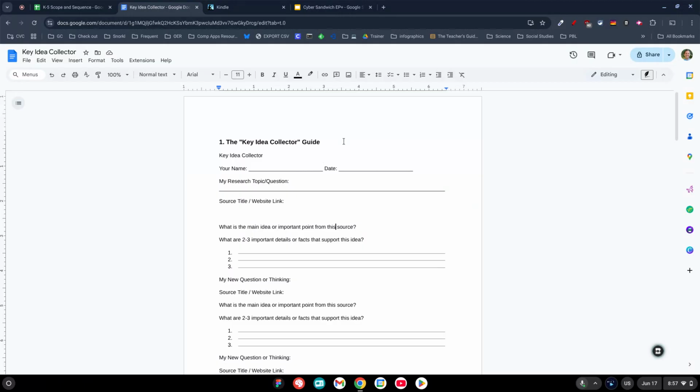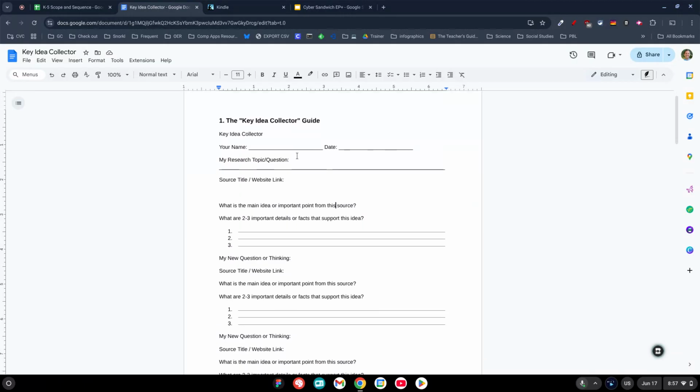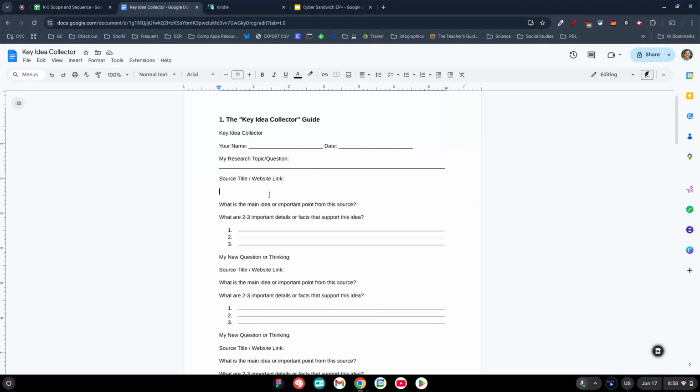Some ways that you might support this are some different organizers. This one is called the Key Idea Collector. On this, they might be going to a website or a video. They might have a question that they're trying to answer or a topic that they're trying to learn about. And they want to identify the main idea or important point from this source. So they're not necessarily just gathering facts, but they're trying to figure out what is this source, this article, this video, what is it trying to communicate? And then what are 2 to 3 important details or facts that support this idea?